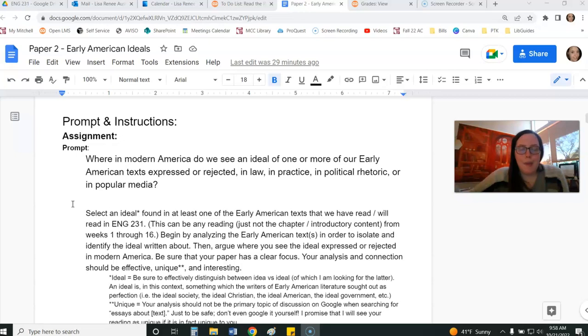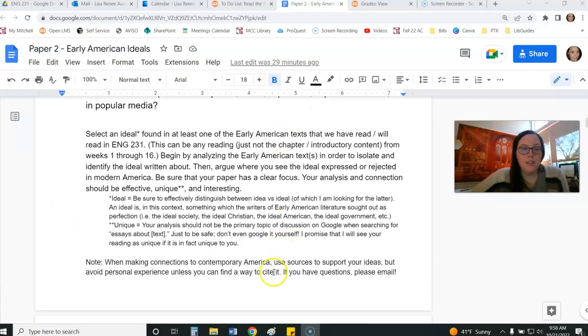So the path that you have to take is pick an ideal in a text where it's expressed that we've read or will read this semester. Decide if it's still accepted or rejected today and by whom, and then find support. Okay, again, look at our theories, our practices or actions of the different places that we live our lives, politics, media, social societies, groups that we belong to, etc. Okay, so this is kind of like an explanation of everything that I just went through.